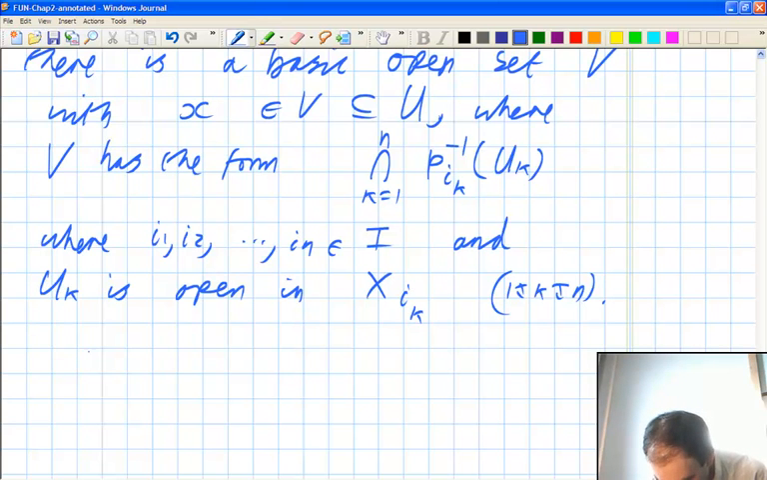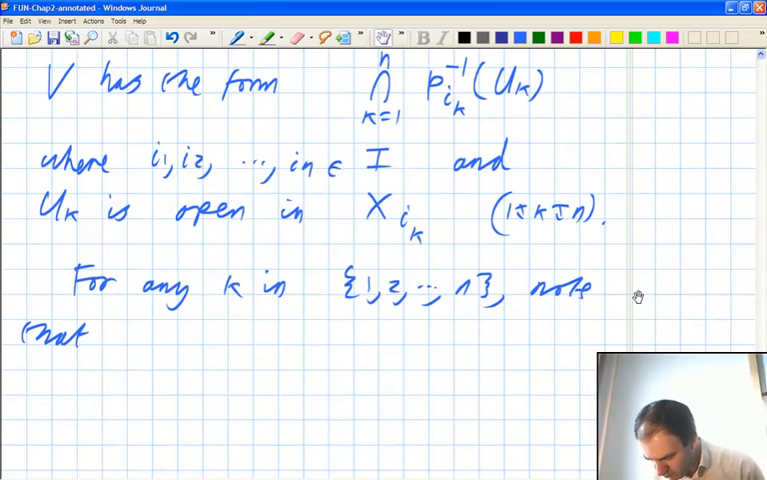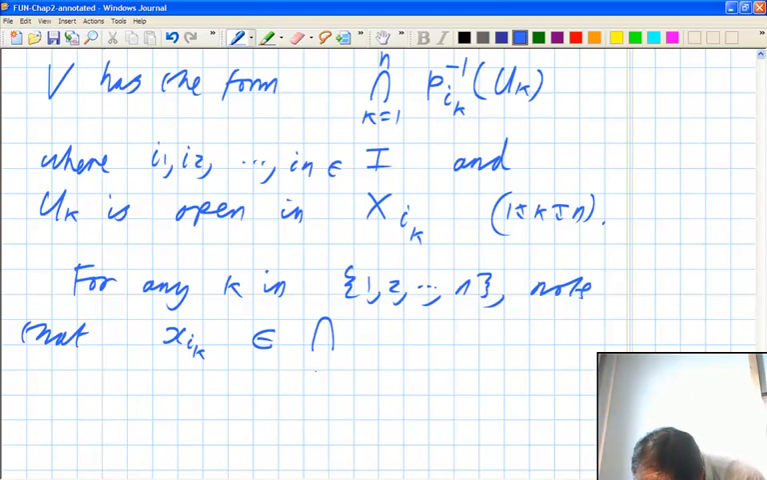So let's see how that works. So for any k in 1, 2 up to n, note that x sub i sub k is in the intersection of the closures, the intersection over A in the ultrafilter of the closures of the set PIK of A.